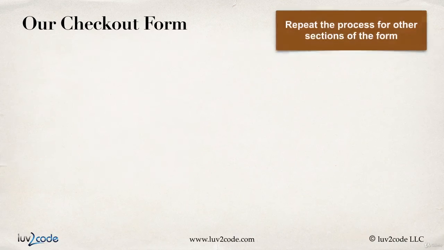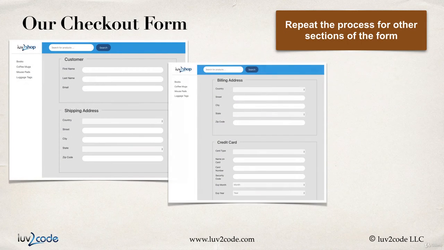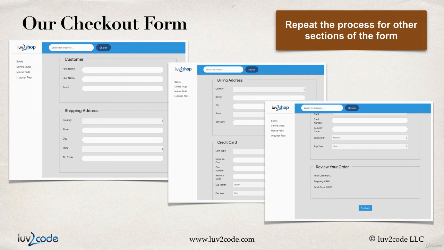Alrighty, so for our checkout form, we're going to simply repeat the process for other sections of the form. So we've already done the work for customer. We'll do a similar thing for shipping address, billing address, credit card, and also a section at the bottom for reviewing your order. Alrighty, so I'm not going to show all of the source code here in the slides because it's really just more of the same. I'll wait till we get into the actual coding section of the video in the IDE and we'll write all the code. Alrighty, so let's go ahead and swing over to the IDE and let's write some code.